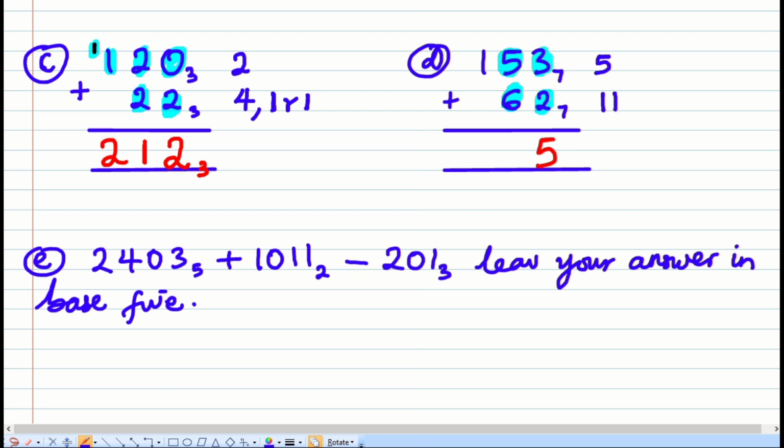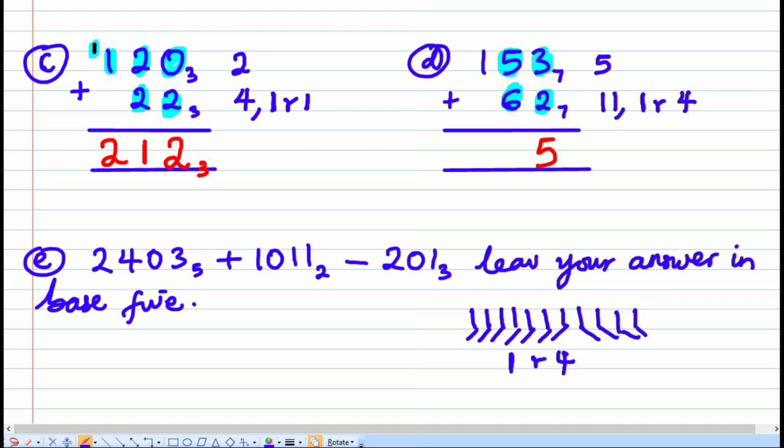Similarly, we're going to ask ourselves, how many groups of 7 is in 11? We're going to have one group, remainder 4. I would like to do this again. 1, 2, 3, 4, 5, 6, 7, 8, 9, 10, 11. So 1, 2, 3, 4, 5, 6, 7. That's one group. The leftover is 1, 2, 3, 4. That's remainder 4. So I hope this makes more sense to you now.